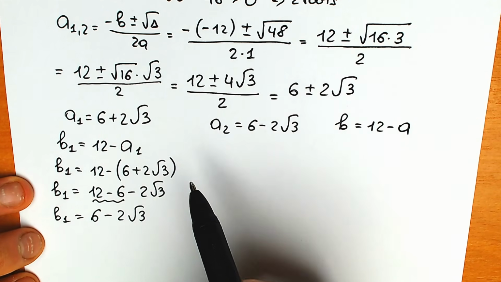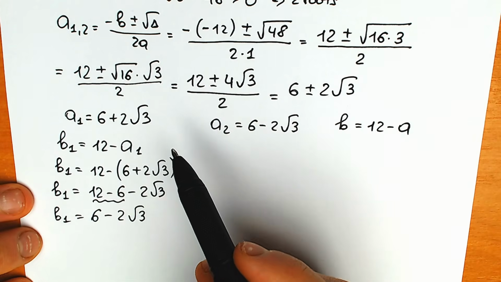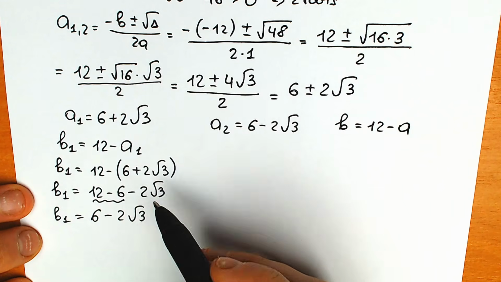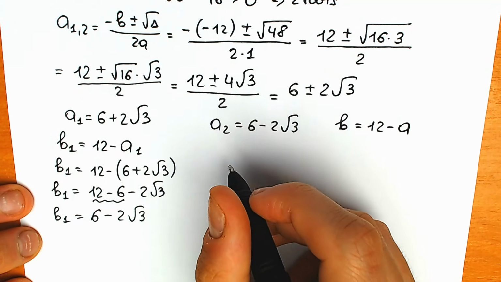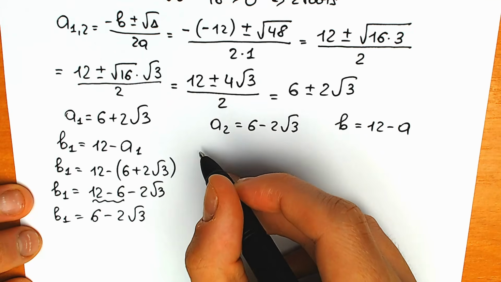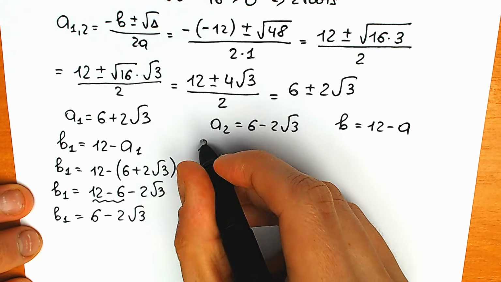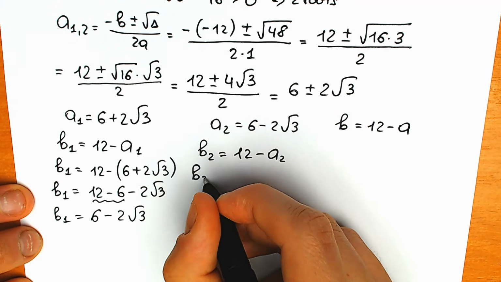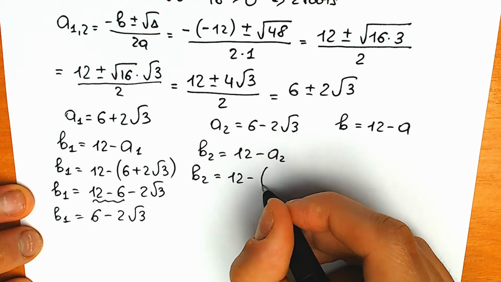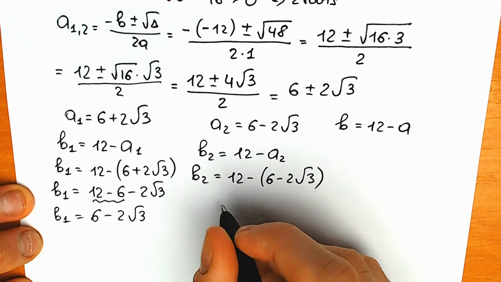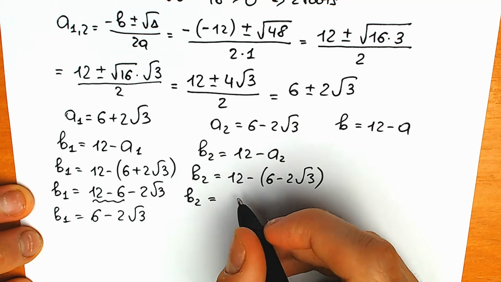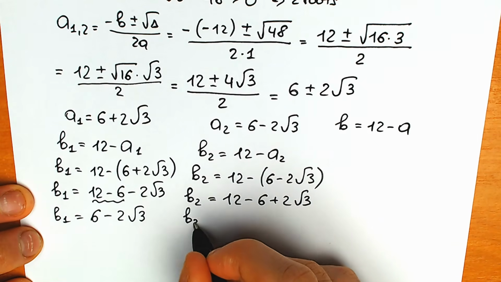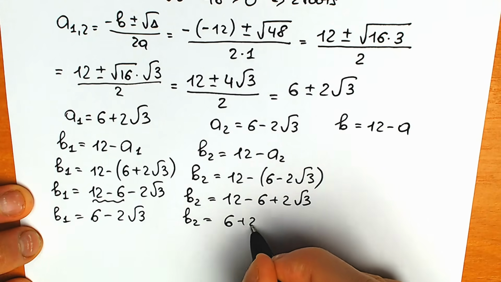And as you can see right here, we have two absolutely symmetrical pairs. We have 6 plus 2 square root of 3 and 6 minus 2 square root of 3. So I hope you understand that b second will be 6 plus 2 square root of 3. Just look at it. So b second equals 12 minus a second. So we have b second equals 12 minus 6 minus 2 square root of 3. So b second equals 12 minus 6 and plus 2 square root of 3. And as I said before, b second equals 6 plus 2 square root of 3.